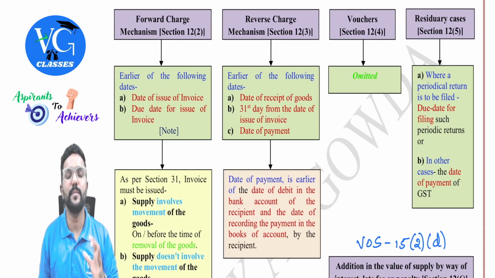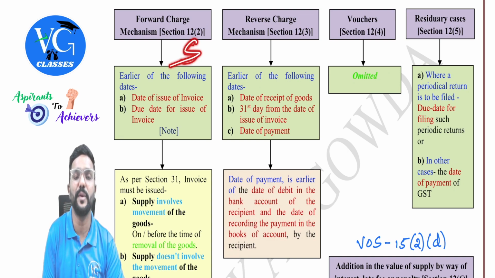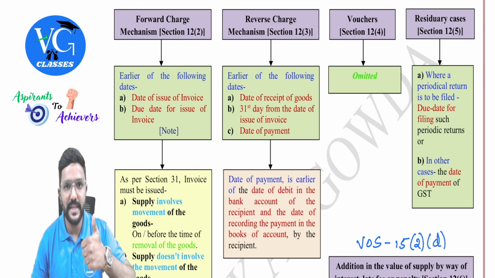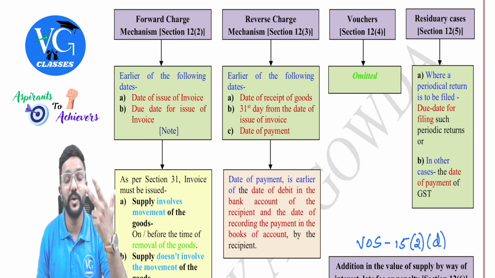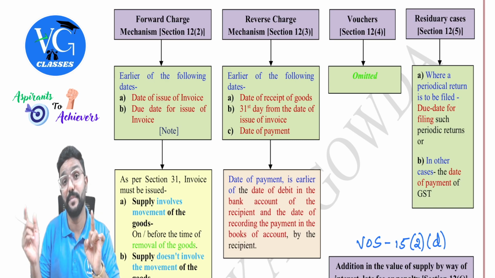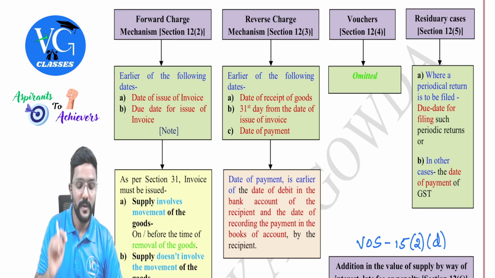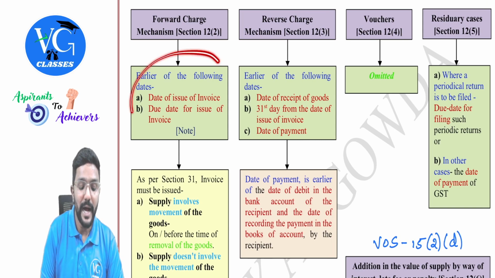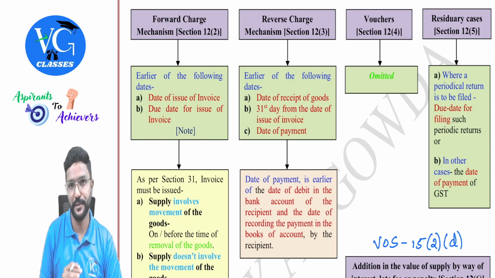What is the time of supply for goods which are taxable under forward charge mechanism? We need to think from whose point of view? The supplier's. The supplier is the one who will supply the goods, issue the invoice and receive the payment. The recipient is the one who will make the payment, whereas the supplier will receive it. Section 12 subsection 2 says the earlier of the following dates is the time of supply for the supplier supplying goods under forward charge mechanism.